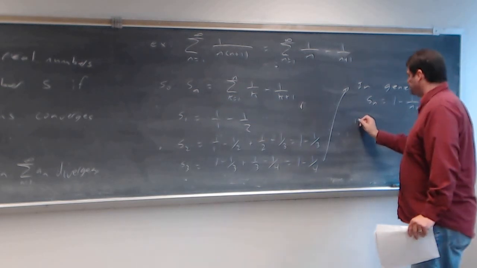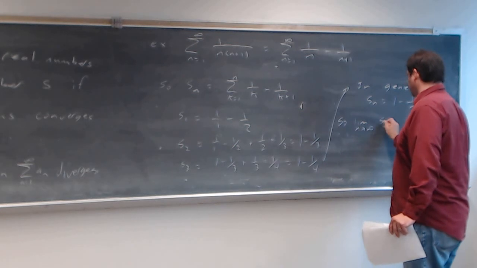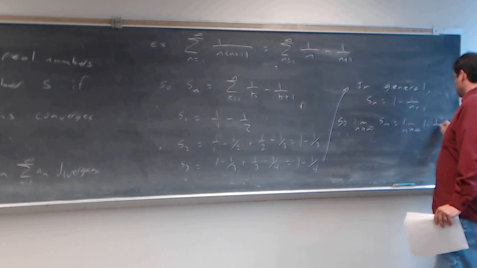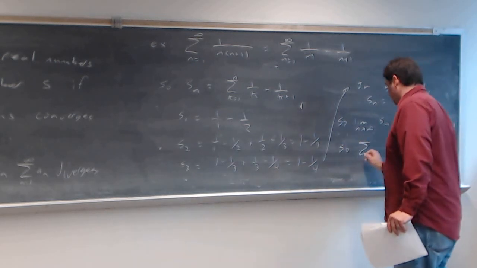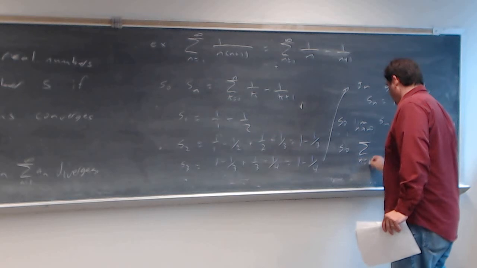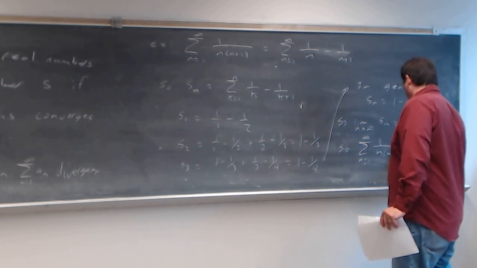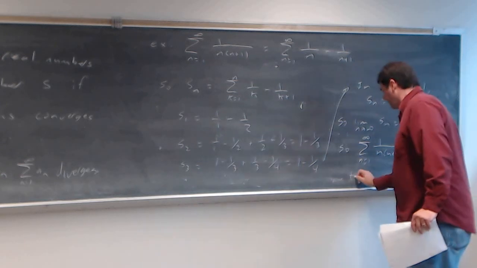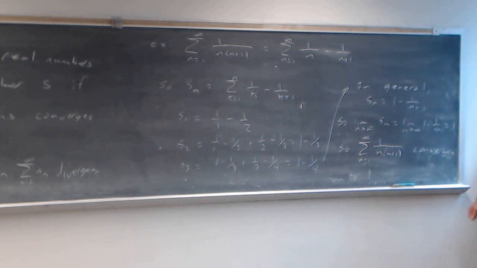So the limit as n goes to infinity of s of n equals the limit as n goes to infinity of 1 minus 1 over n plus 1, which equals 1. So that means that our series, the sum as n runs from 1 to infinity of 1 over n times n plus 1, converges to 1. This is something you see in a normal calculus class. I just wanted to give us a reminder, and I want to do one more example.